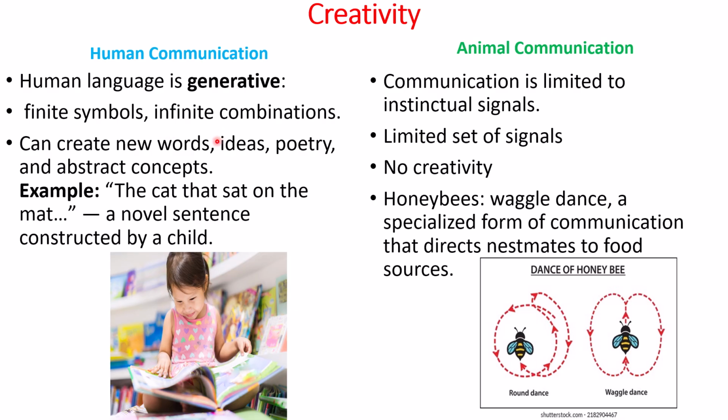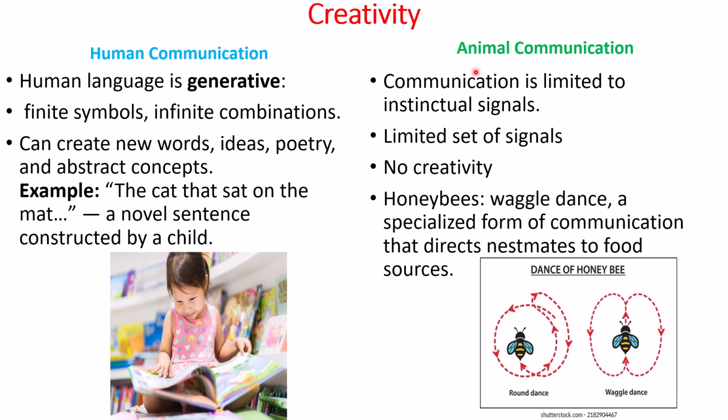For example, "the cat that sat on the mat." This is an example of a new sentence constructed by a child, even if he has never heard that sentence before. Using a finite set of symbols and rules, humans can create an infinite number of sentences. This is called the generative aspect of language.